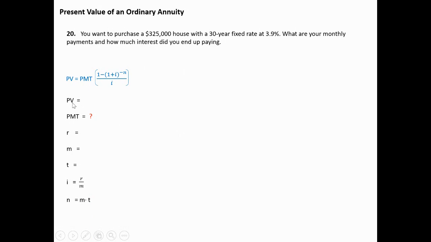So then the present value of the loan was $325,000. The interest rate is 3.9%, which will be 0.039. And the compounded will always be 12 because it's always monthly payments. The time is 30 years. So let's find my I. The I is R divided by 12, 0.039 divided by 12 will give us something like 0.00325. And the number of payments you're going to be making is 360 because 12 times 30 is 360. So these are the number of payments that you'll be making for that loan.